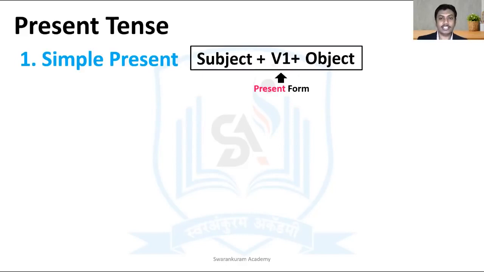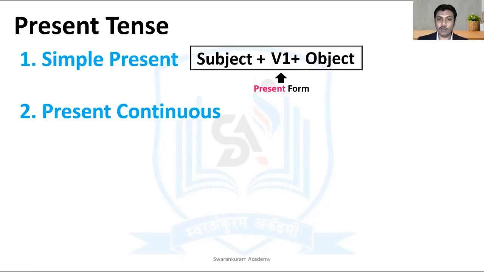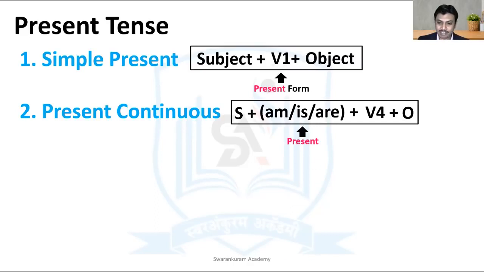Okay. Now let's try to understand present continuous. How will it be made? Obviously I need a subject, then I need am/is/are, to indicate that it is present form. Okay. And I will use V4 as continuous, and then I will use the object. I will end the statement and it will become present continuous, because am/is/are is indicating present form, V4 is indicating continuous structure.